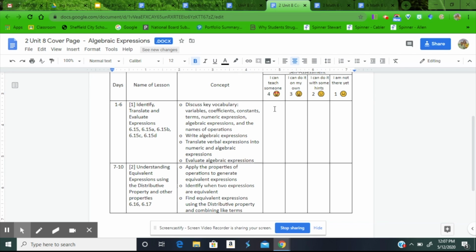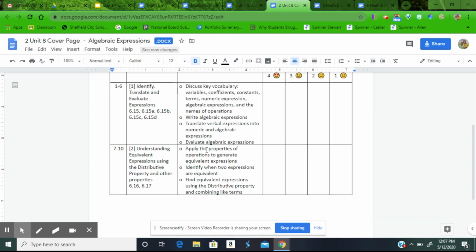Make sure you're having your students self-evaluate. They're either a 4, which is your exemplary students. Those are the ones that know the content so well they can turn around and teach it to someone else. Then you have your 3s or your proficient students. Those are the ones that can do it on their own. Your 2s are the ones that still need a little bit of help, need some assistance, some hints. And then you have your 1s. Those are the ones that just aren't there yet.